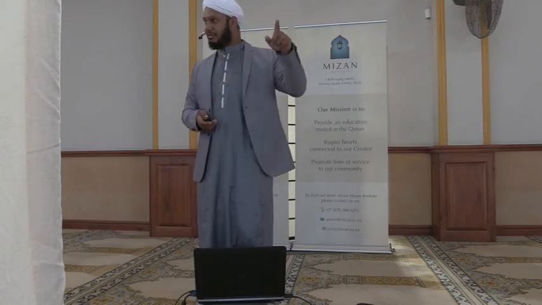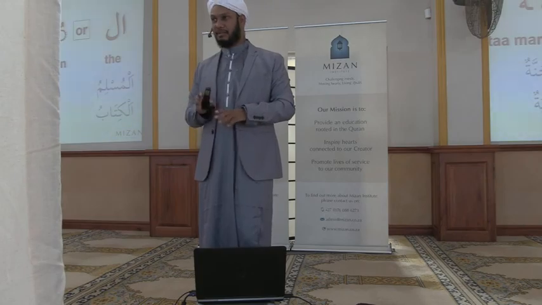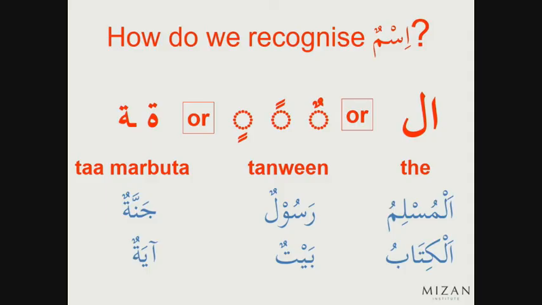So what are the three signs of an ismun? Al at the beginning, or tanween at the end, or ta marbuta at the end. You never get tanween in the middle, or ta marbuta in the middle, always at the end. But listen carefully. There are some ismuns with no al, no tanween, no ta marbuta. You with me? There are many ismuns with no al, no tanween, no ta marbuta. But if you see an al, a tanween or ta marbuta, you know it's an ismun.